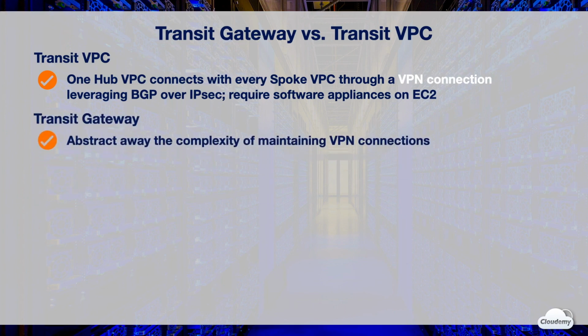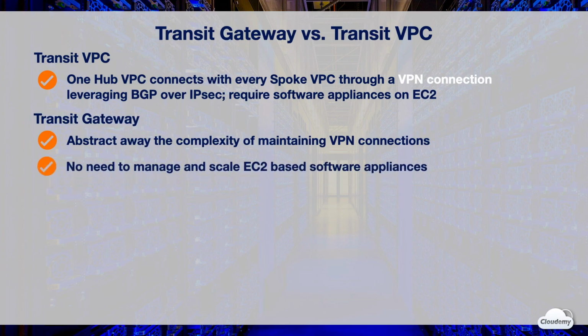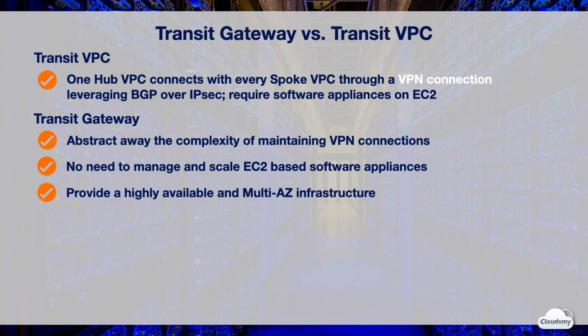Transit Gateway is a managed service that abstracts away the complexity of VPN connections with many VPCs. With Transit Gateway, you don't need to manage or scale software appliances running on EC2 instances. AWS manages the scalability of Transit Gateway and all resources to route traffic. Transit Gateway offers high availability by providing a highly available and redundant multi-AZ infrastructure.